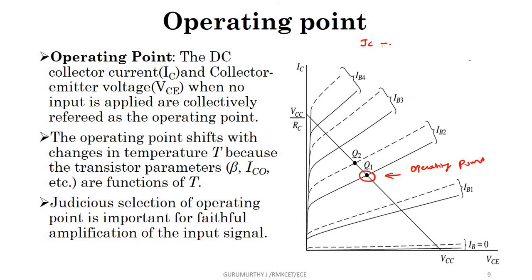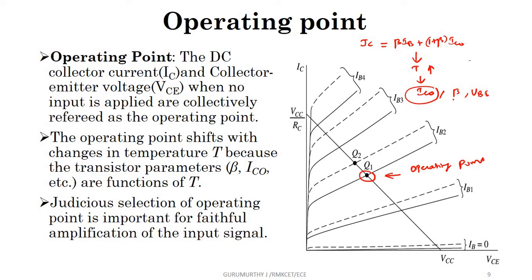So IC is beta times IB plus (1 plus beta) times ICO. When temperature is increased, the first parameter which will change is the reverse saturation current, and then beta will change from one transistor to another, as well as with temperature. VBE is also going to change. So ICO doubles for every 10 degree rise in temperature.